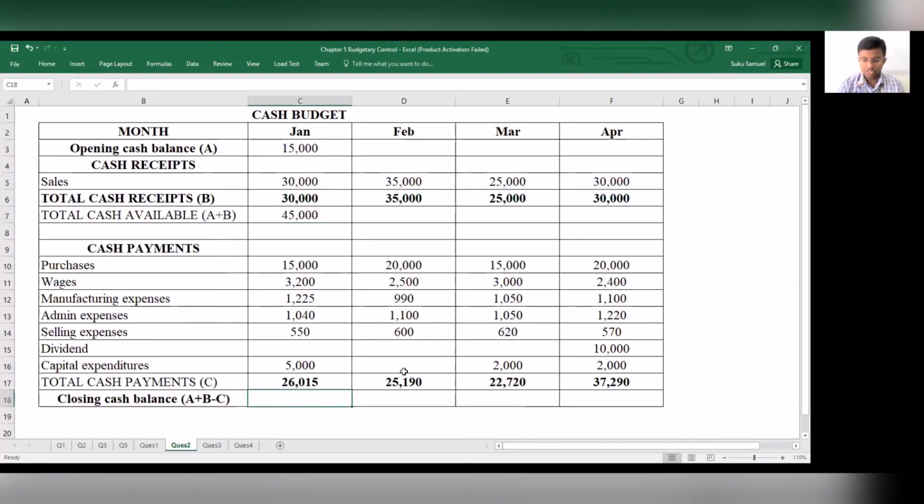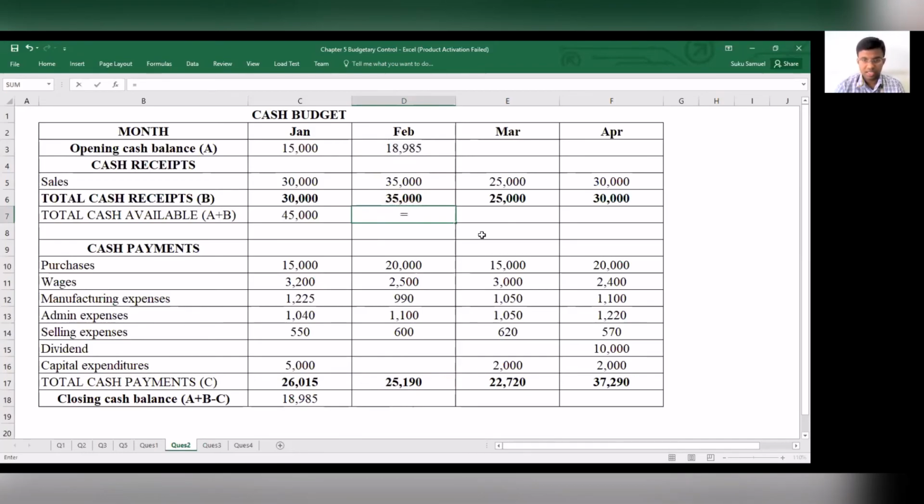Then how do you calculate the closing cash balance? Closing cash balance would be cash available minus your cash payments. So for the month of January, your closing cash balance is 18,985. Your closing balance for January will be your opening balance for the month of February. Here, it is opening cash balance plus cash receipts minus cash payments.